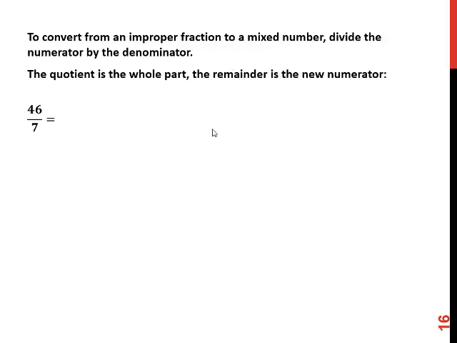we're going to have 7 go into 46. Well, let's see, 7 will go into 46 6 times. 6 times 7 is 42. When we subtract, we get a 4, and that'll be our remainder. So this is going to be 6 with a remainder of 4, or 6 and 4 sevenths.